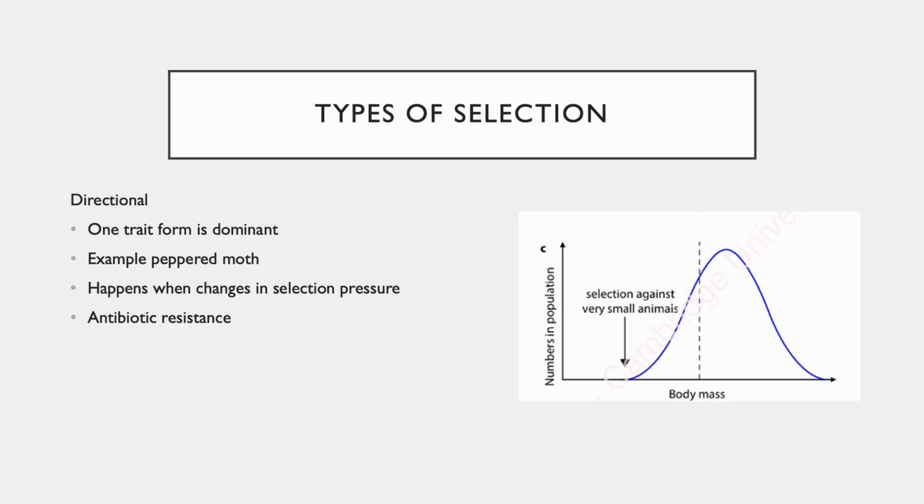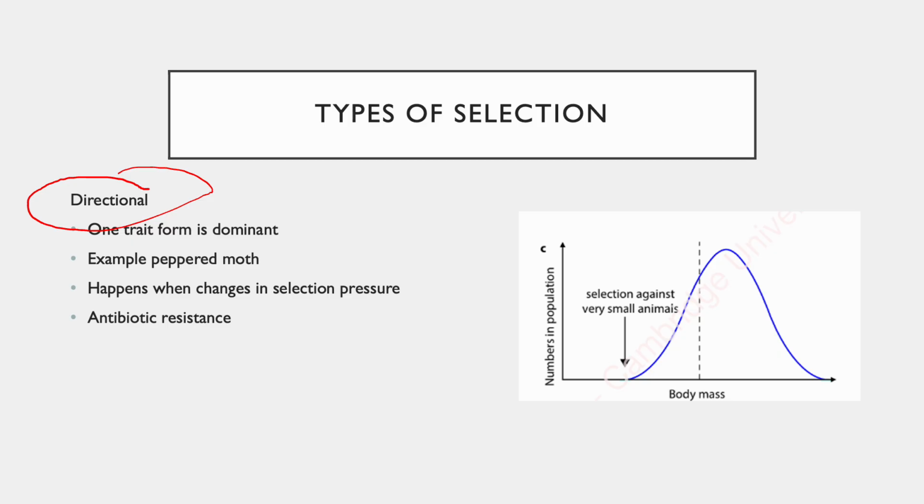The next we come to is directional. Directional is one of the easiest forms of selection, and whenever we talk about natural selection, these are the ones which we have mostly studied, where only one particular phenotype, especially the dominant one, is encouraged to survive.